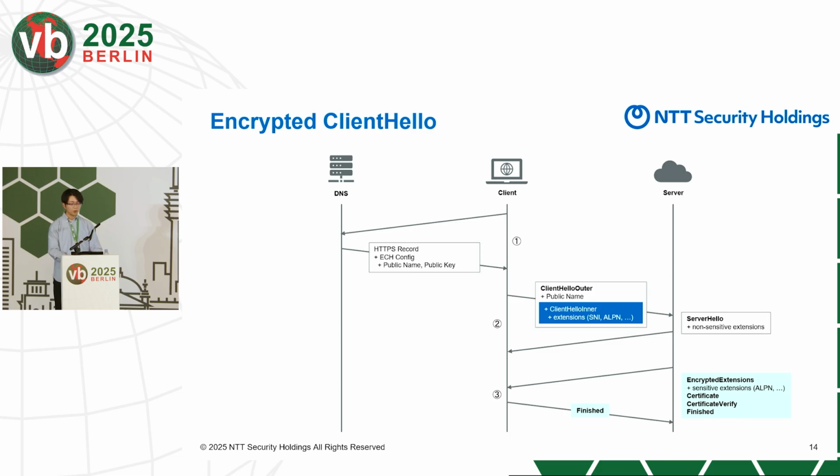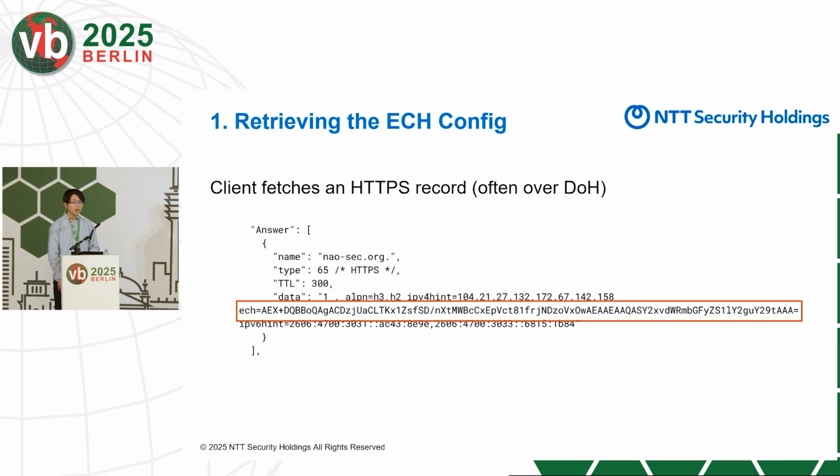Now, let's zoom in on each step in more detail. Before any ECH handshake, the client must fetch an ECH config. It could use normal DNS, but many privacy tools and ECHidna itself prefer DNS over HTTPS, or DoH. DoH hides the lookup from classic DNS sensors and looks like normal web traffic. The client asks for the HTTPS record over a helper domain.